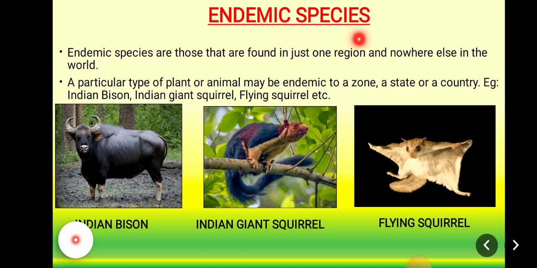Endemic species. Endemic species are those that are found in just one region and nowhere else in the world. A particular type of plant or animal may be endemic to a zone, a state, or a country. You can look at examples like Indian bison, Indian giant squirrel, flying squirrel. They are just found in one region and nowhere else in the world.